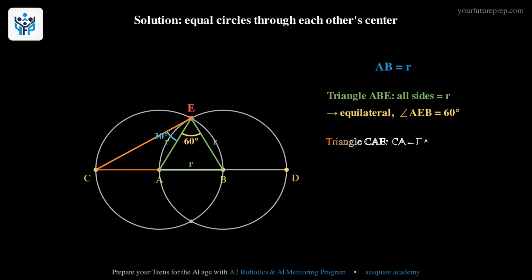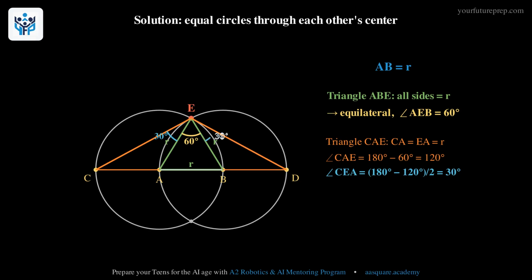Next, look at triangle CAE. Both CA and EA are radii of the left circle, so they equal R, making the triangle isosceles. The angle at A, angle CAE, is 180 minus 60, which is 120 degrees. The two equal base angles share what's left, so angle CEA is 180 minus 120, all divided by 2, which is 30 degrees. By the same reasoning on the right side, triangle DBE is isosceles and angle BED is also 30 degrees.